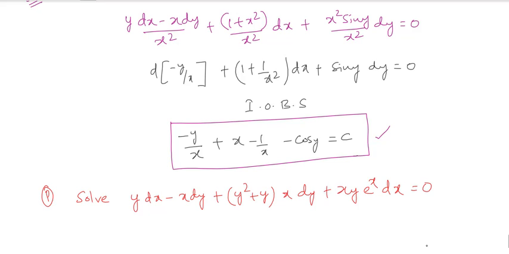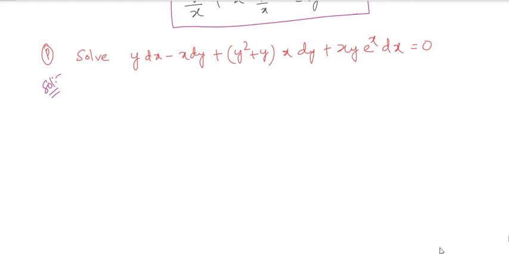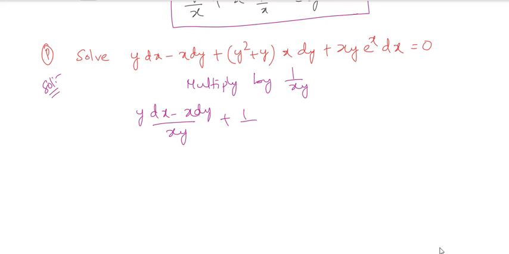Yeah, this you have to solve. So just identify the given differential equation. See, x into y will be there, so simply you will multiply this by 1 by xy. If you multiply that by 1 by xy, you will have (y dx minus x dy) divided by xy, plus 1 by xy into (y square plus y) into x into dy plus xy e to the power of x into dx divided by xy, which is equivalent to 0.